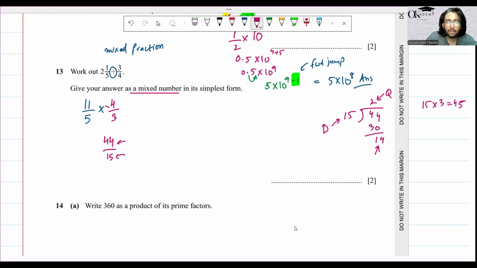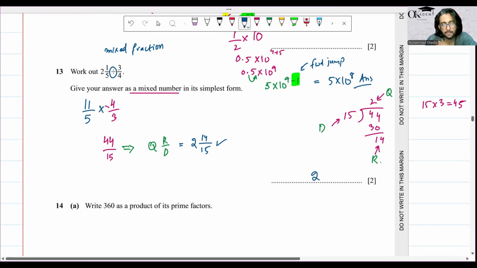If you don't know how to, I'm doing it for beginners. If you already know how to, you can just skip ahead. To convert this into a fraction form, it's Q R by D. So quotient is 2, I'll put a 2 here. Our remainder is 14, I'll put 14 over here. And divisor is 15. So 2, 14 divided by 15. This is my answer.